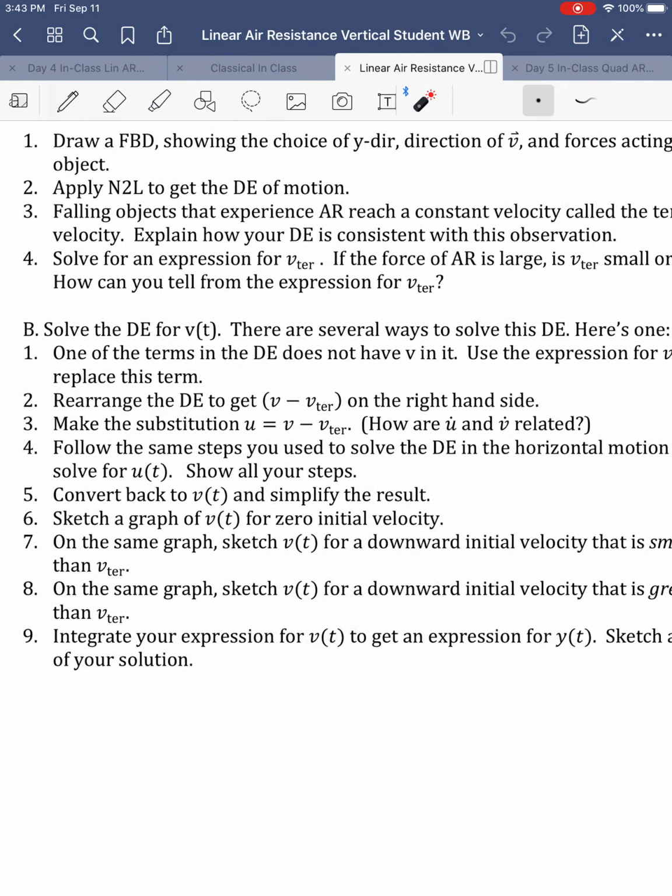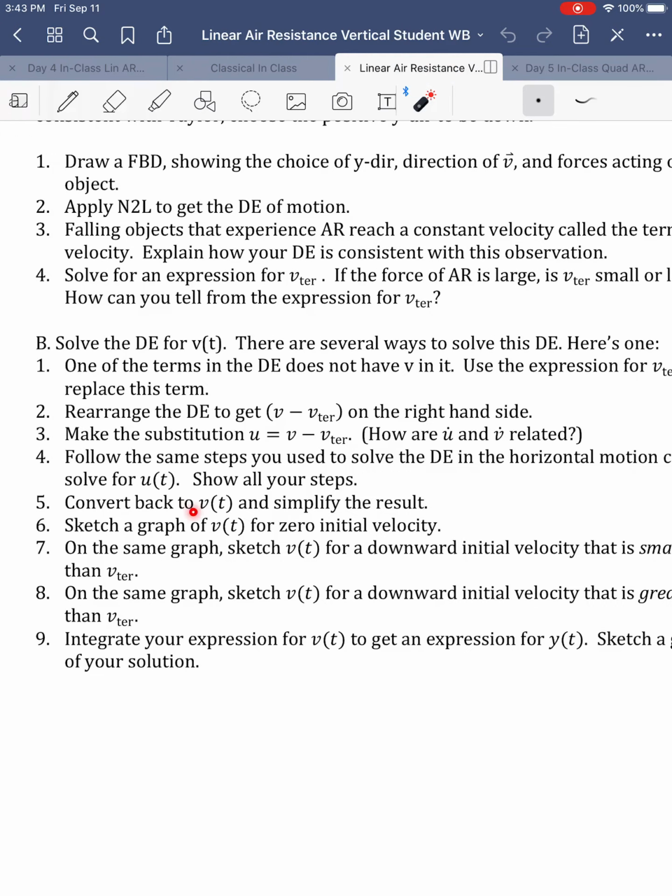So now that we have this expression for our velocity, the next thing is to sketch a graph of v of t if there's 0 initial velocity, and then try sketching graphs if the initial velocity is down, smaller than v terminal, or down, greater than v terminal. All right, so I'm going to ask you to do that and bring your solutions to class.